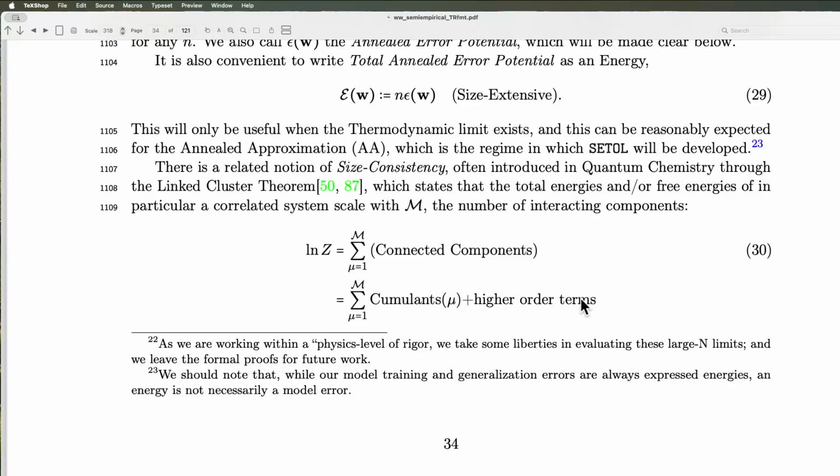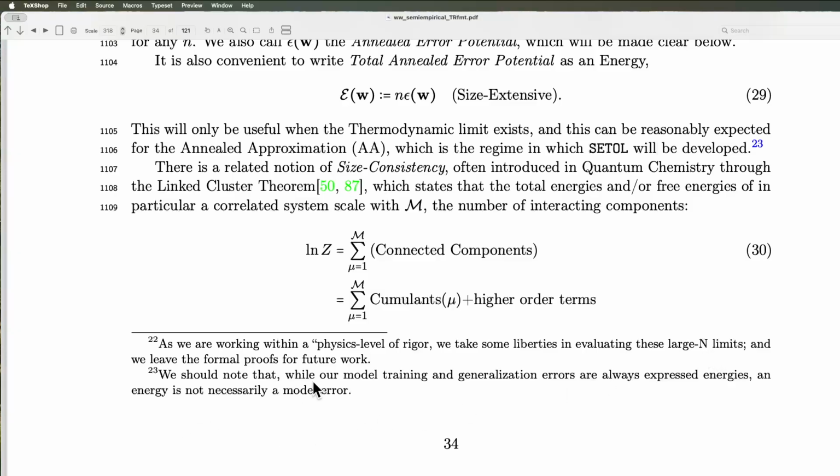We're not going to derive the linked cluster theorem. But technically, the result we're getting at the end is going to be like a linked cluster theorem, and so this size consistency is going to come up. There are a couple of footnotes: as we're working at a physics level of rigor, we take some liberties in evaluating these origin limits. For those of you who do pure math, that might be quite frustrating or painful, but we're going to leave the formal proofs for future work.